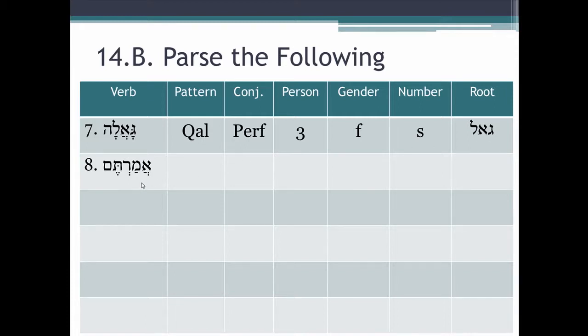And lastly, amartem. Does it have a prefix? No. Of course, the tem ending telegraphs once more second masculine plural. So Qal perfect second masculine plural from amar.